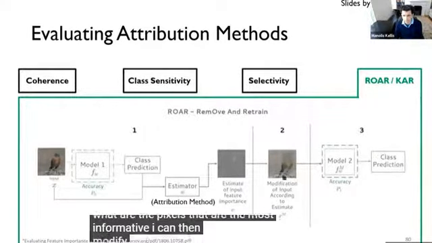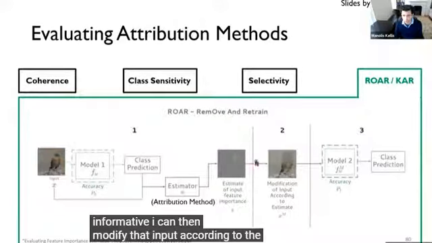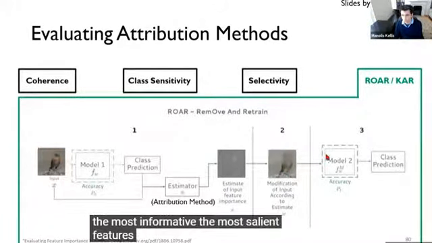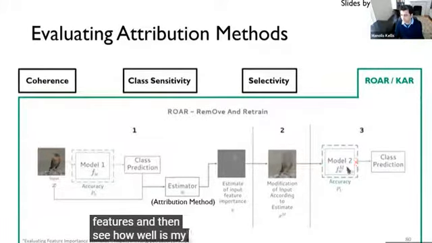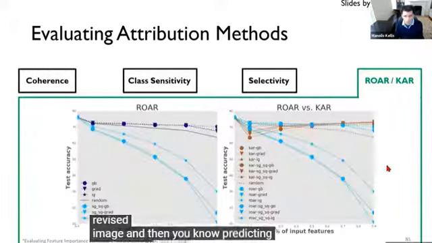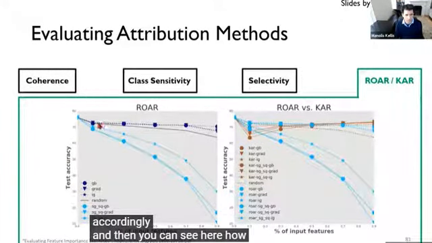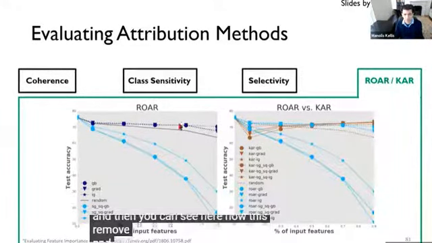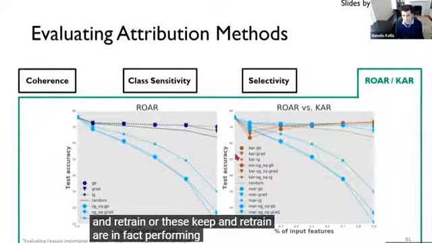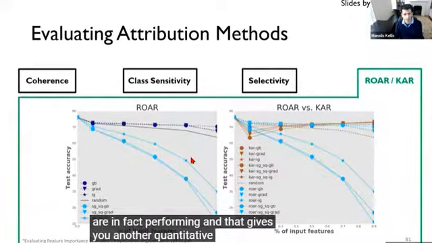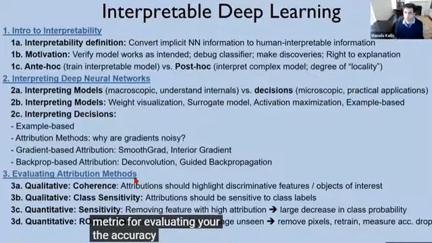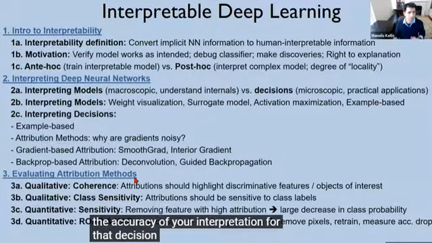I can then modify that input according to the estimate by blanking out the most informative, the most salient features, and then see how well my model is doing on the revised image, and then predicting accordingly. And then you can see here how these remove and retrain, or these keep and retrain, are in fact performing, and that gives you another quantitative metric for evaluating the accuracy of your interpretation for that decision.